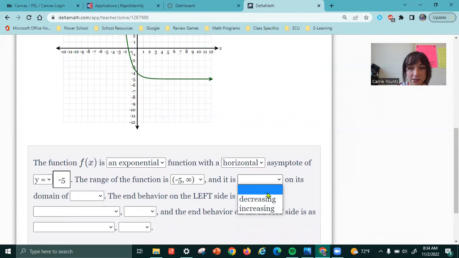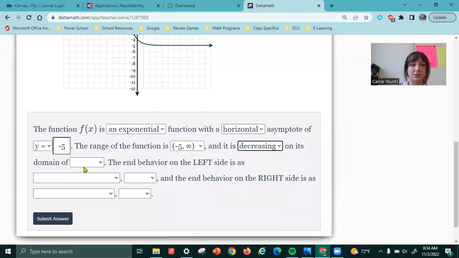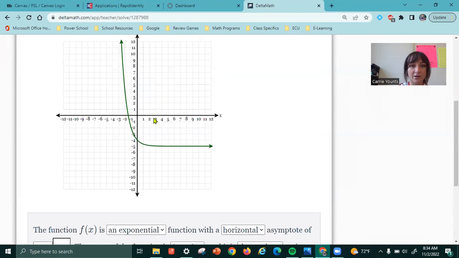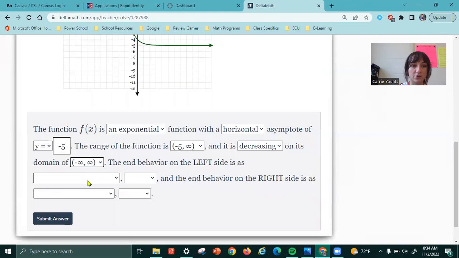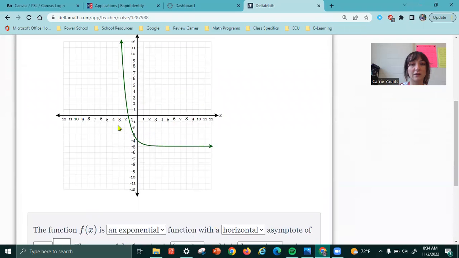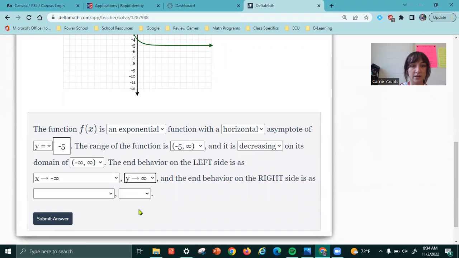And it is decreasing. So if I started from left to right, you would be going down forever. So this is decreasing on its entire domain of -infinity to positive infinity. This is for all exponential functions. And the end behavior is, as I go to the left, the x values are getting much smaller, more negative. So it's going to be -infinity on the left. And as I move to the left, my graph goes up. So that means that the y values are going towards infinity.